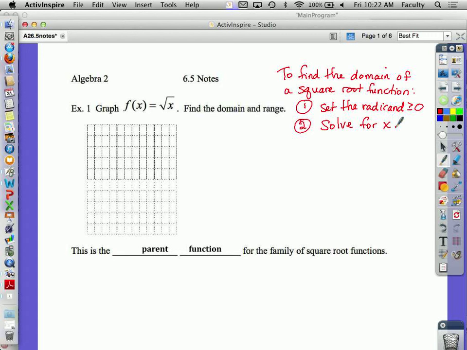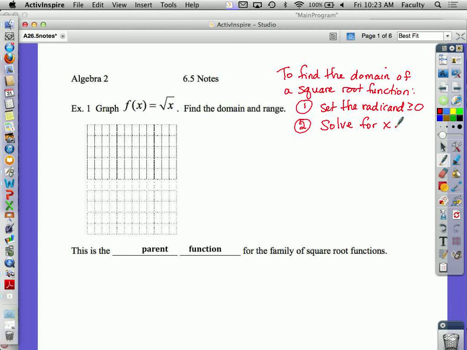So tomorrow, or I guess on Monday, before you say to me, I couldn't do the domain, I don't know how to do the domain, I'm going to direct you to your notes. I mean, I'm putting all the steps there for you. Now, what's a radicand? The stuff under the radical, okay?